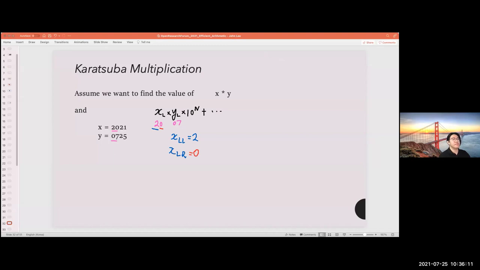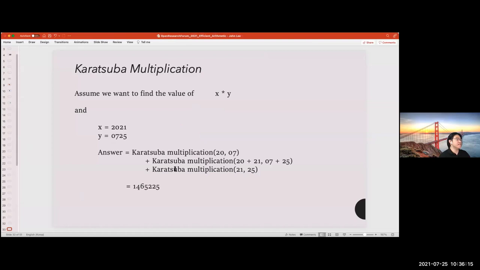Then we can write the equation in this sense. So originally we just wanted to multiply 20 and 0.7 together and then add that with the values where we multiply things here. But instead what we're going to do is keep splitting things up.